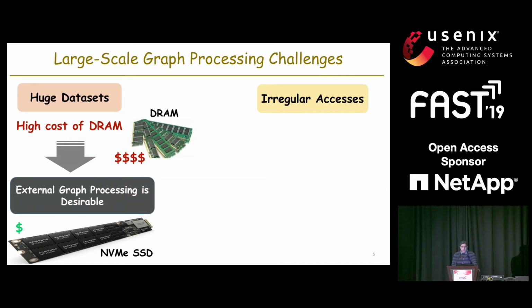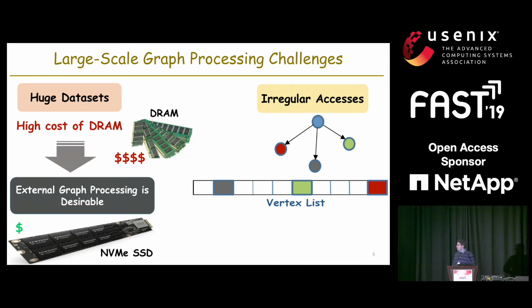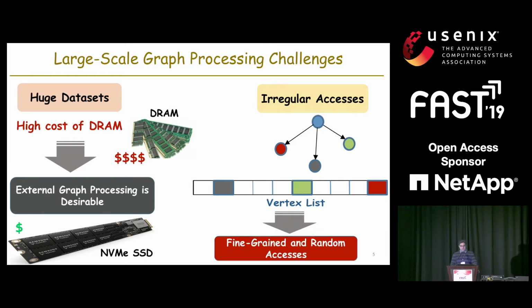Also, during the execution of a graph algorithm, a lot of irregular accesses can happen. For instance, when a vertex wants to update or access its neighbors, they are not necessarily adjacent on the vertex list. And this results in many fine-grained and random accesses during the execution.